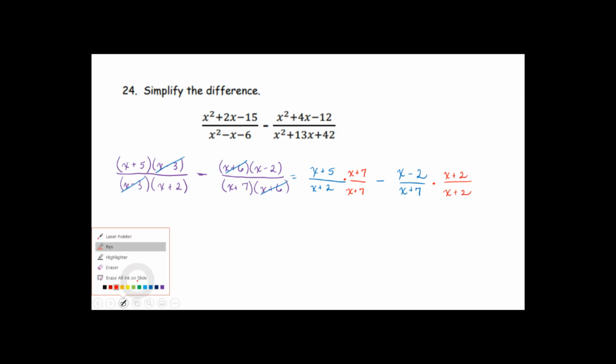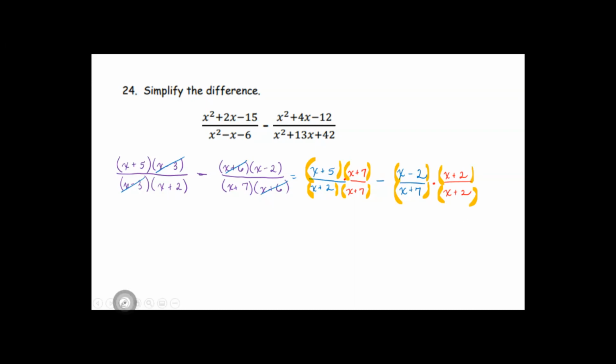All right, let's see what happens. Now I'm going to add a few parentheses here just because we need to be reminded that when we multiply these together, we do have to use the FOIL method. Okay, so let's deal with the top. Let me grab a pen here. I've got x plus 5 times x plus 7 minus x minus 2, x plus 2, and that's all over x plus 2 times x plus 7. Okay, so let's multiply this guy out.